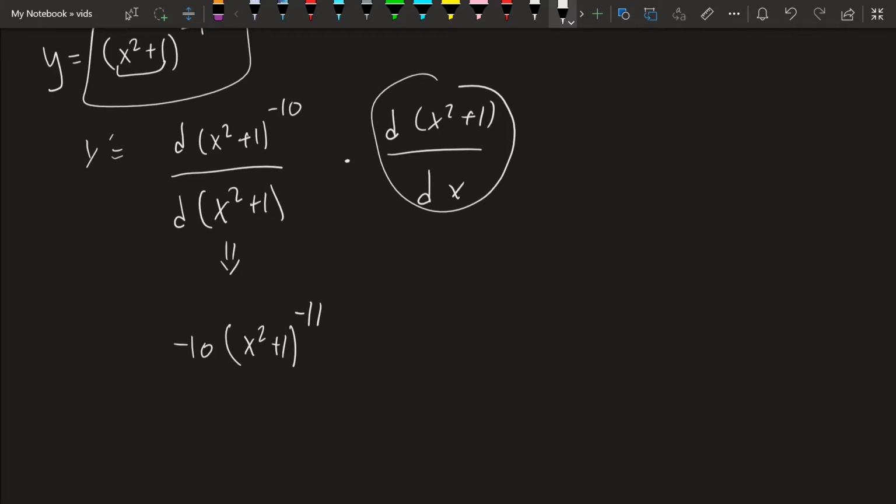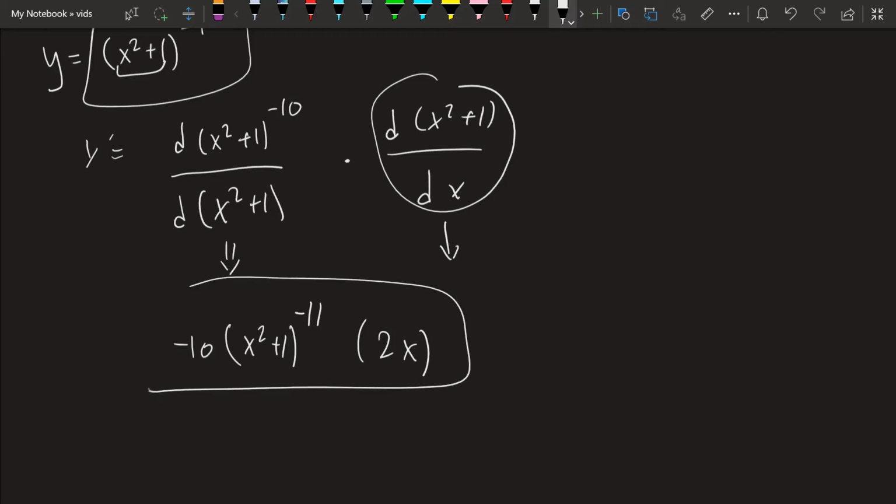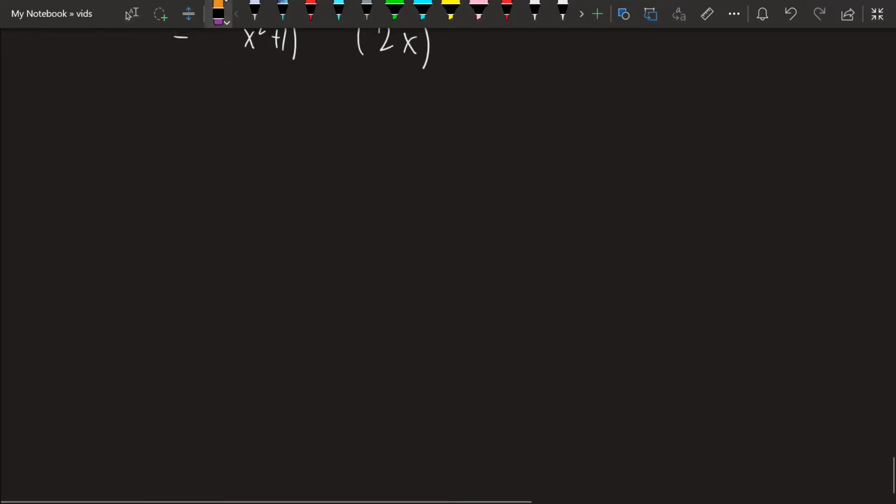You're going to have negative 11. Minus 10 minus 1 is negative 11. And the derivative of x squared plus 1 is just 2x. And this is the answer. I'm going to do 2 more examples so you guys would understand what I mean.